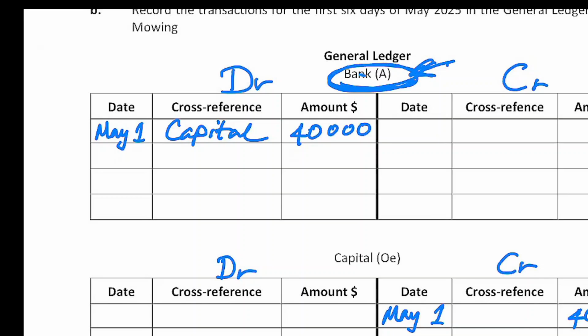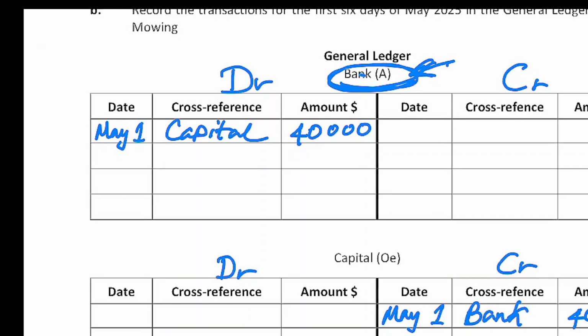Then you go to the capital account cross reference. What is it? Bank. Very good. Now some students, they are in the bank and they are writing bank again in the cross reference. Does that make sense? No. That's wrong. Always write the other ledger account's name. Don't write bank.